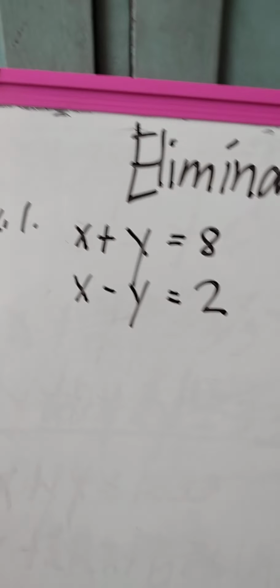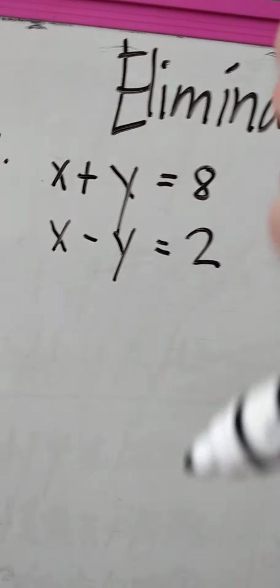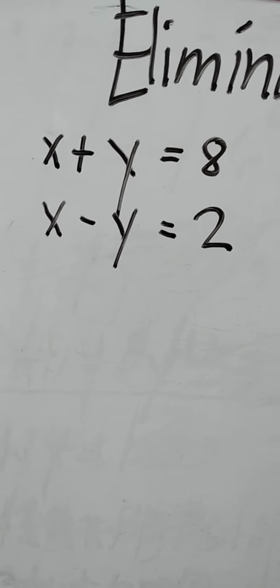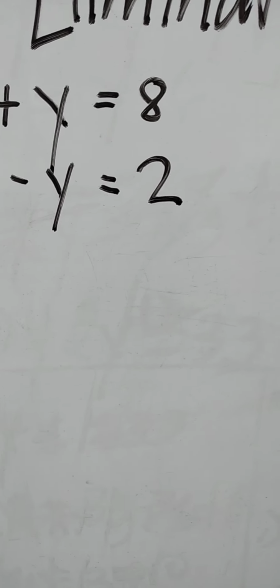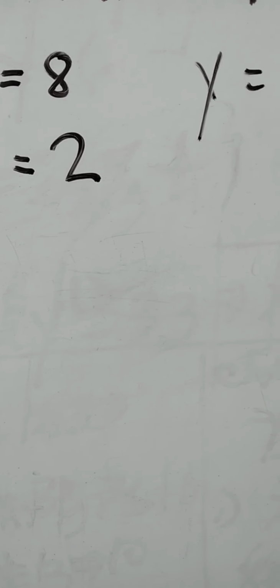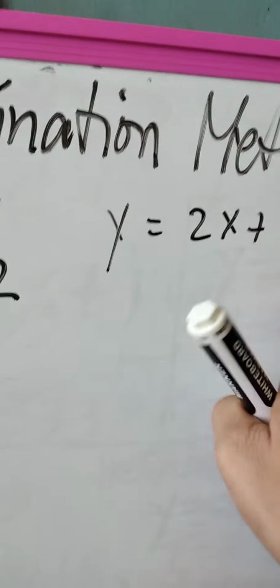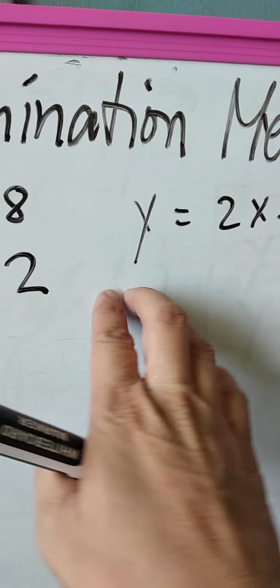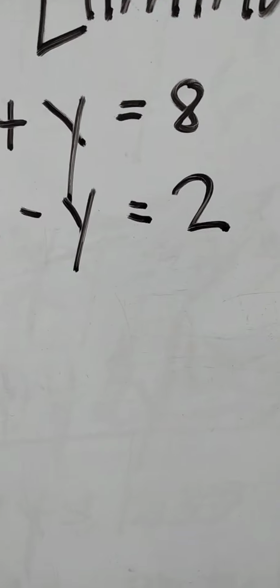Okay, guys. So what if one of the equations does not look like this, where one variable is expressed in terms of the other? What if all the x's and the y's are on the same side of the equation? So the best method to use is elimination.